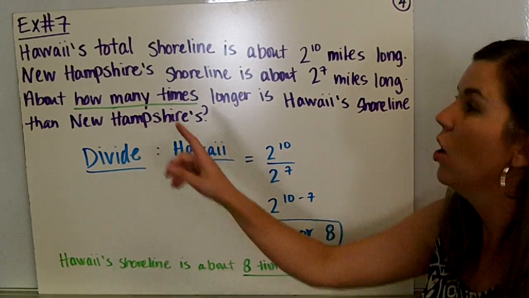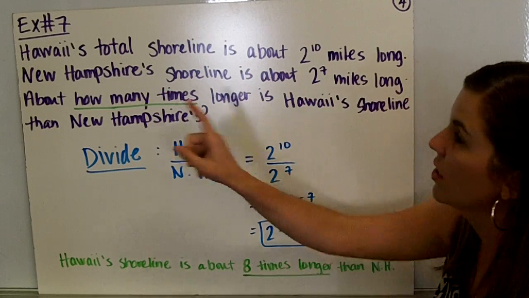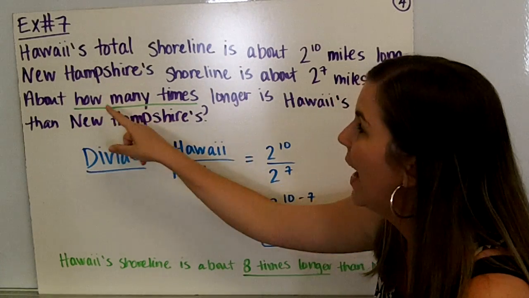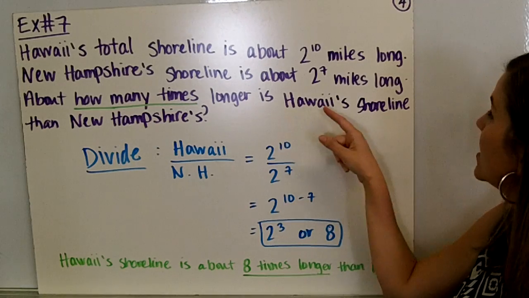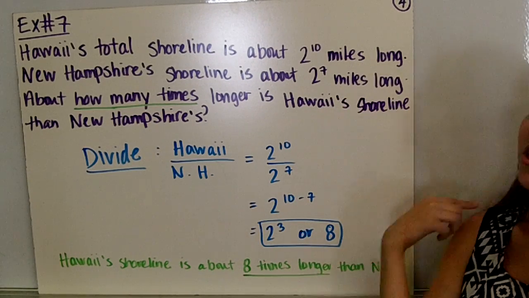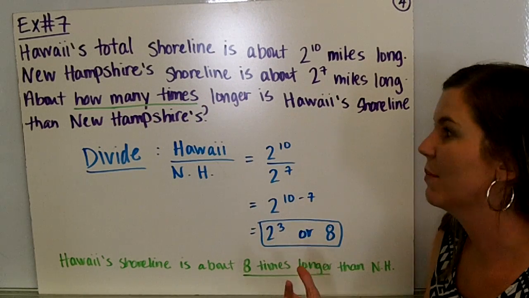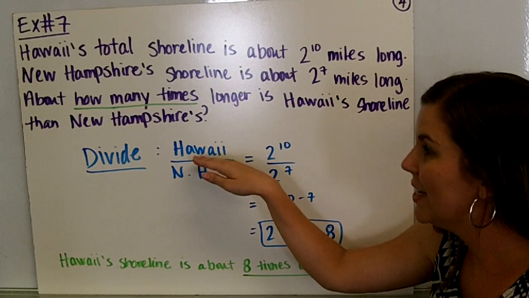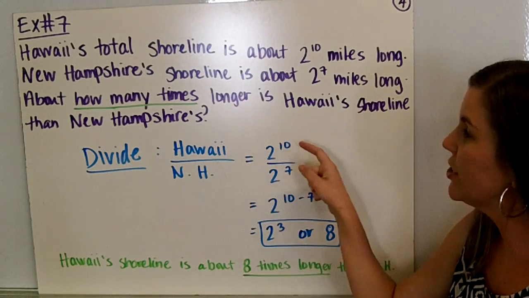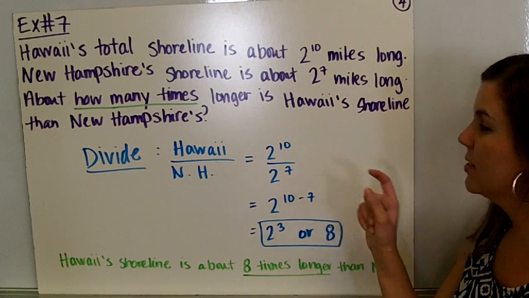Example number 7. Hawaii's total shoreline is about 2 to the 10th miles long. New Hampshire's shoreline is about 2 to the 7th miles long. About how many times longer is Hawaii's shoreline than New Hampshire's? So this is a division kind of problem. We want to know how many times longer something is than something else. So Hawaii is bigger. It's going to go on top over New Hampshire. Well, Hawaii's shoreline was 2 to the 10th miles long, and New Hampshire's shoreline was 2 to the 7th.